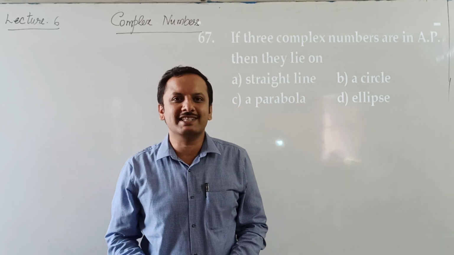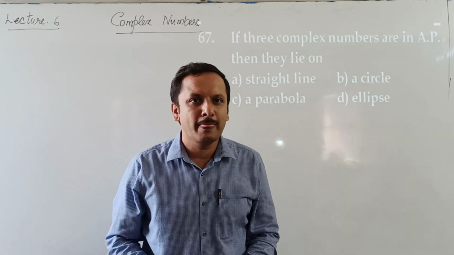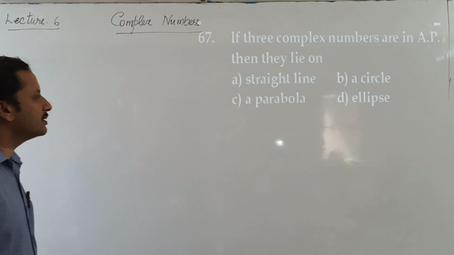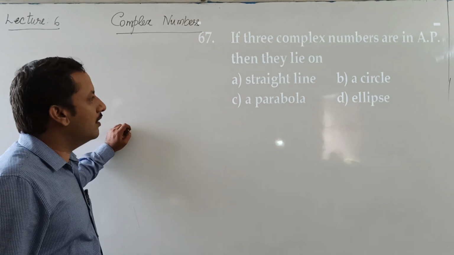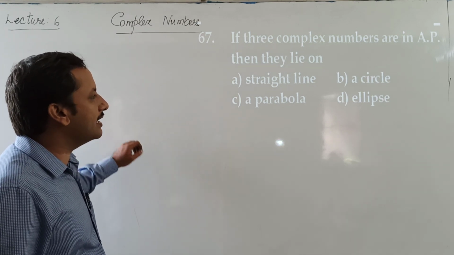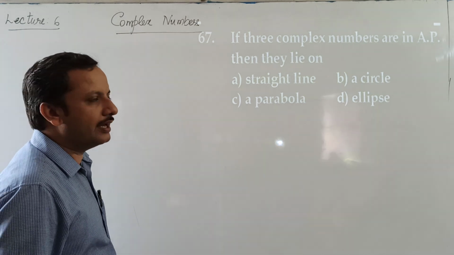Dear students, let us continue our discussion on complex numbers. Let us look at this question, question 67. If three complex numbers are in AP, then they lie on. Where do they lie? Do they lie on a straight line, a circle, a parabola, or an ellipse?